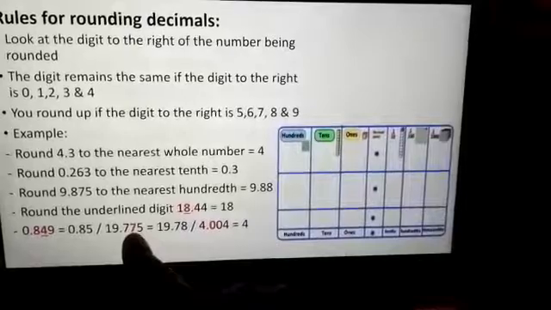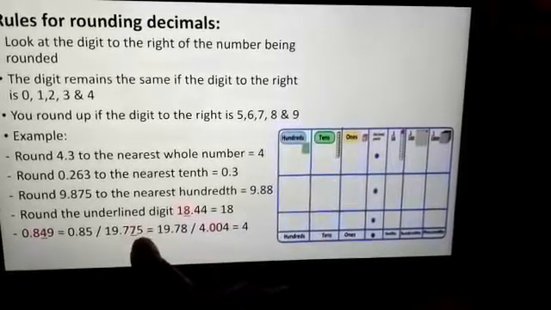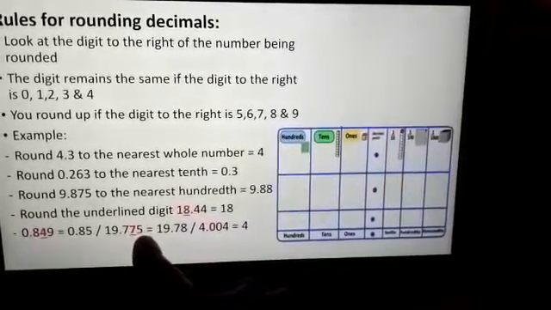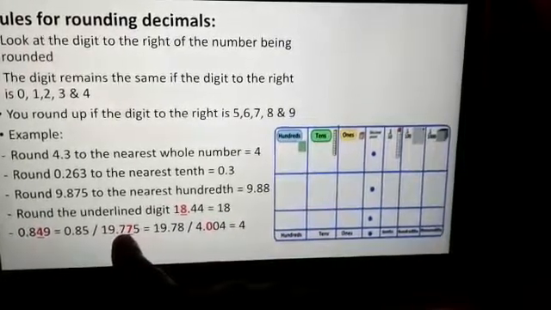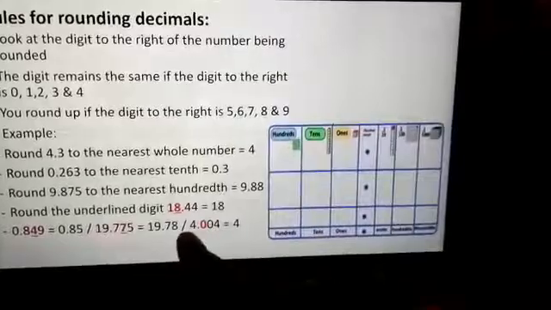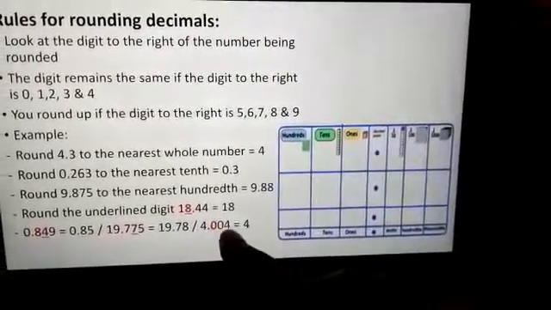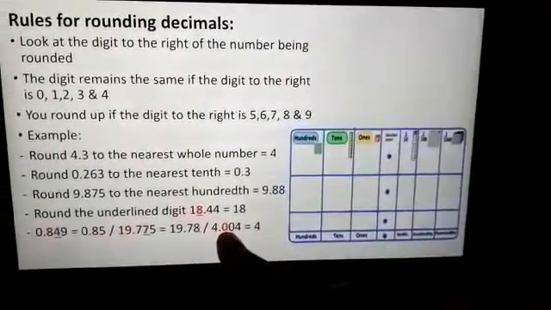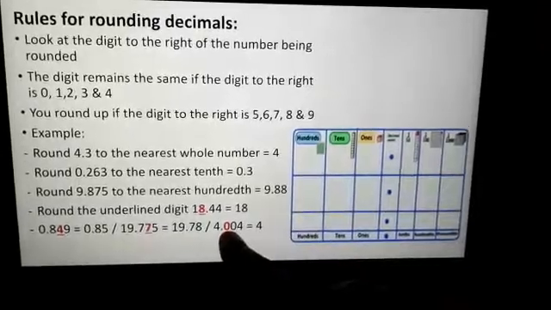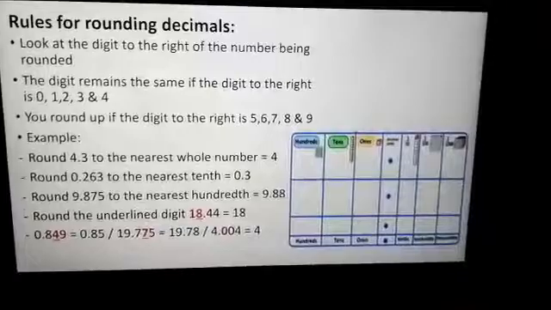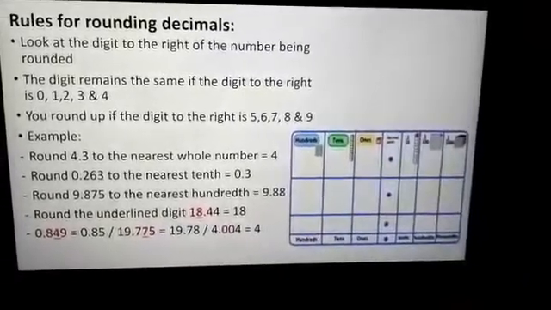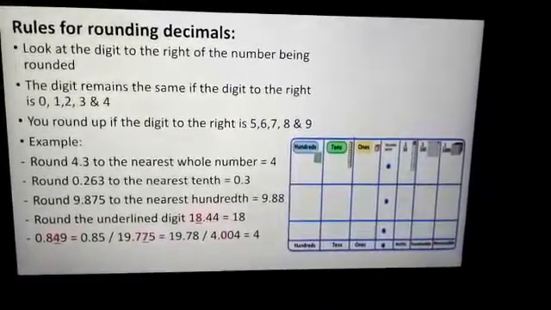19.775. So we look at this digit, it's a 7. We go next door. It's 5, which means we round up. So we end up with 19.78. Next, 4.004. This is the digit that we need to round. And of course, it's less than 5, so we just end up with the whole number 4. And it's really as simple as that. We've done a lot of this in class anyway, so I'm sure you all remember this very well.